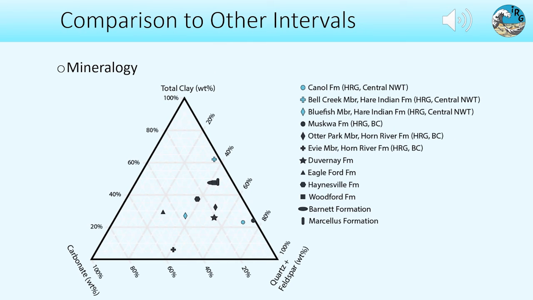Now, comparing the average mineralogy of the Canol, Bluefish, and Bell Creek from this study to averages from the literature for other organic-rich mudstone reservoirs, the Bluefish member of the Hare Indian Formation and the Canol Formation are comparable to many of these other intervals, with the Canol Formation even being on the high end in terms of silica content.